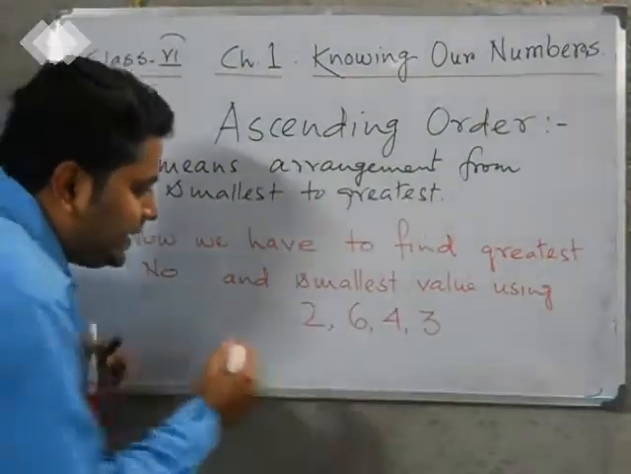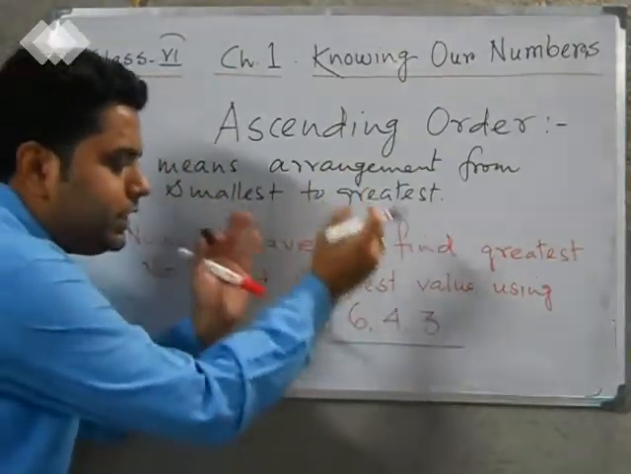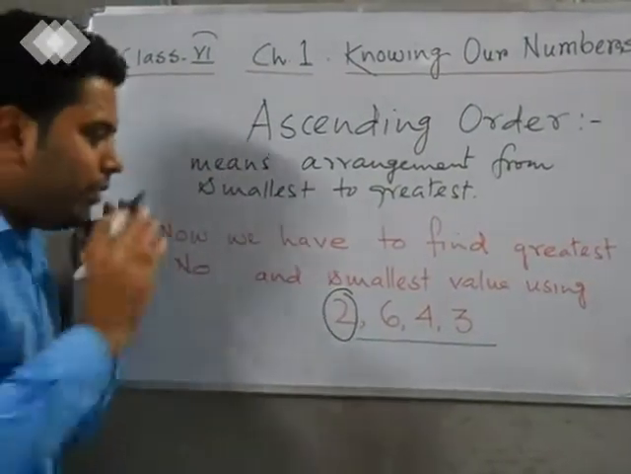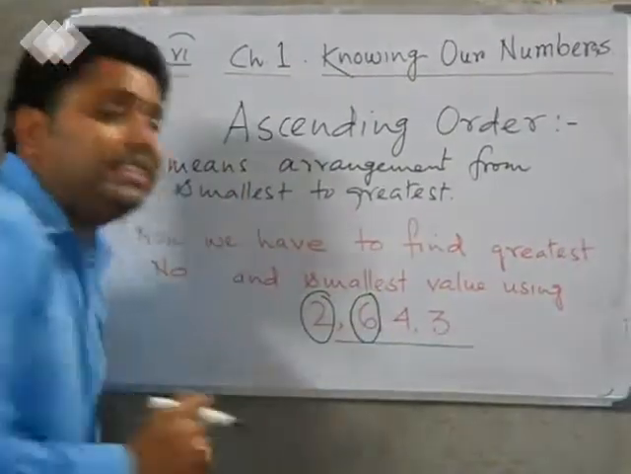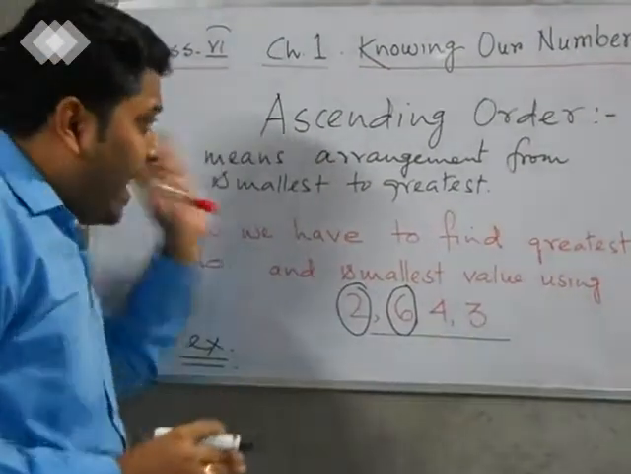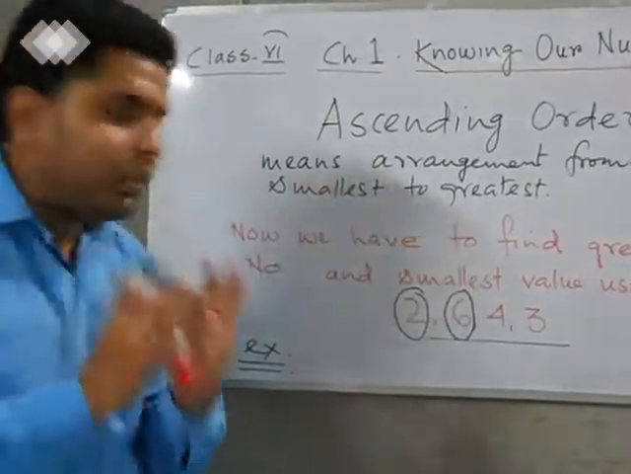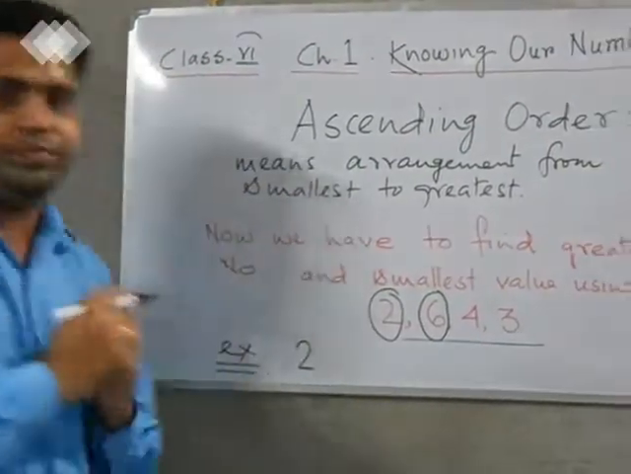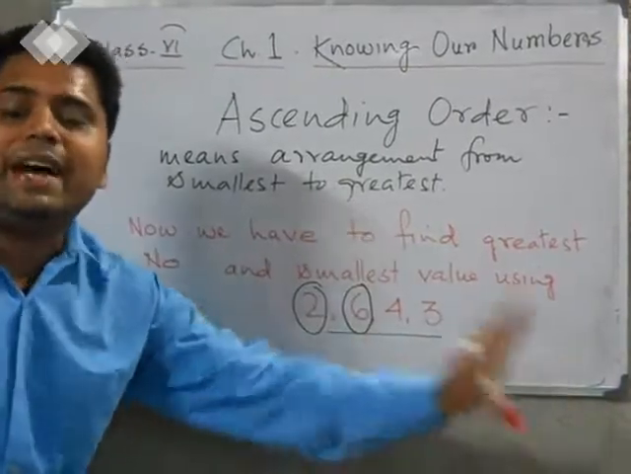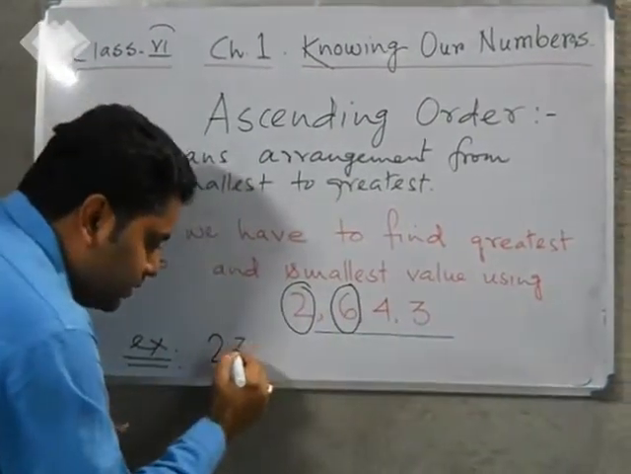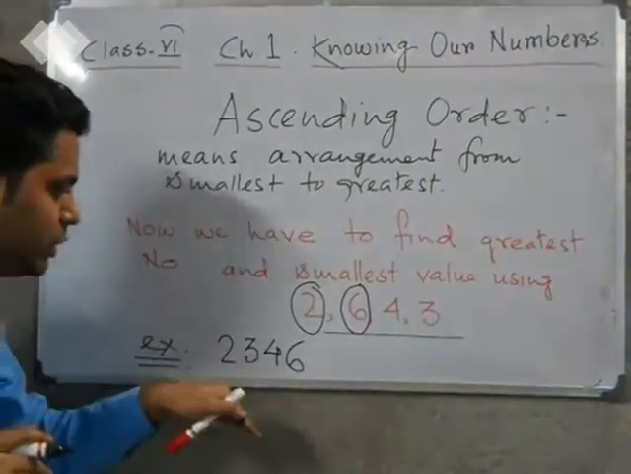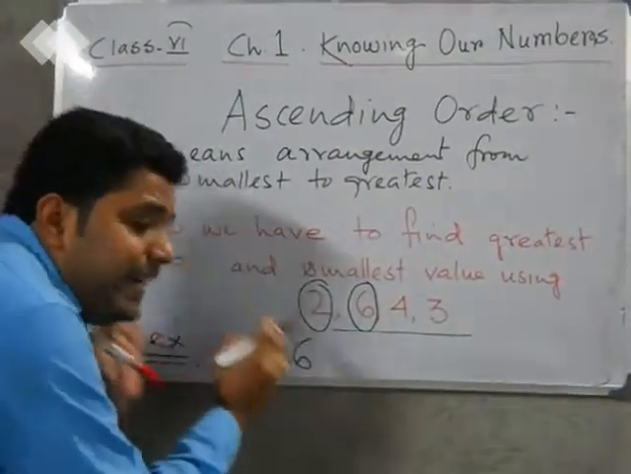Look here, what is the smallest number here? 2, 6, 4, 3. What is the smallest digit here? This is the smallest digit. And what is the greatest digit? 6. So take an example from this. Ascending order. First of all, we have to find the smallest number, which is 2. Then I have to place the numbers in order, not in a random way. So 2, then 3, next 4, and next the largest one, 6. This is the ascending order.